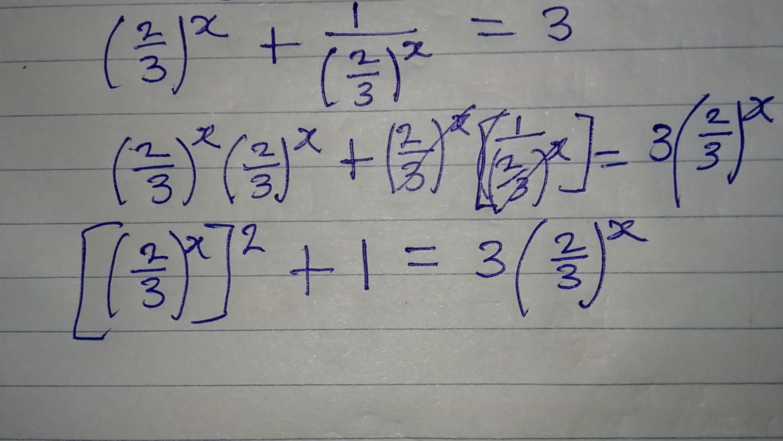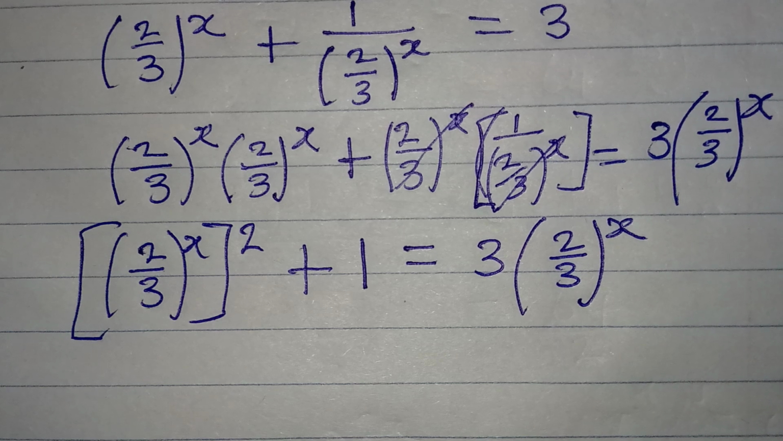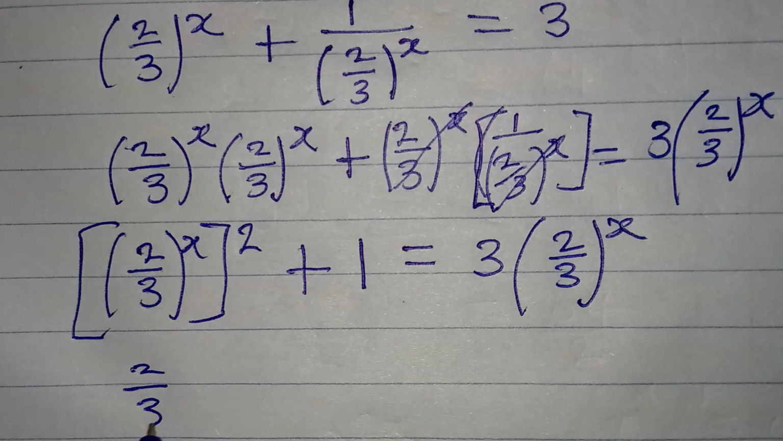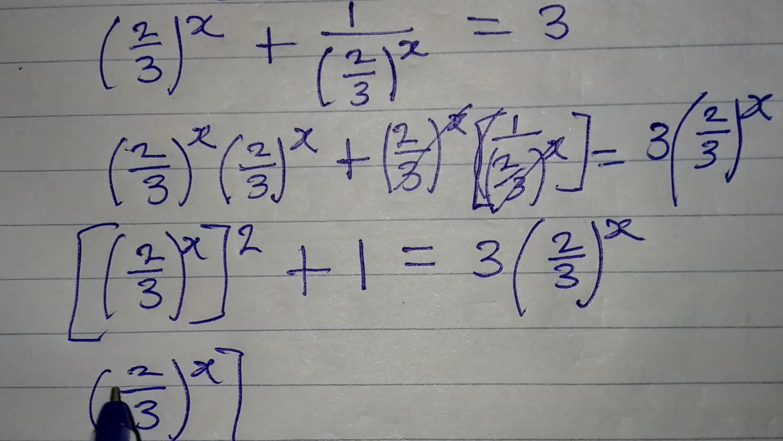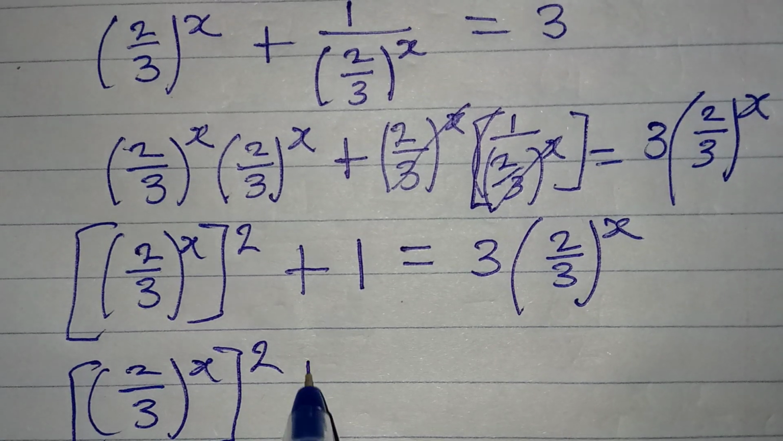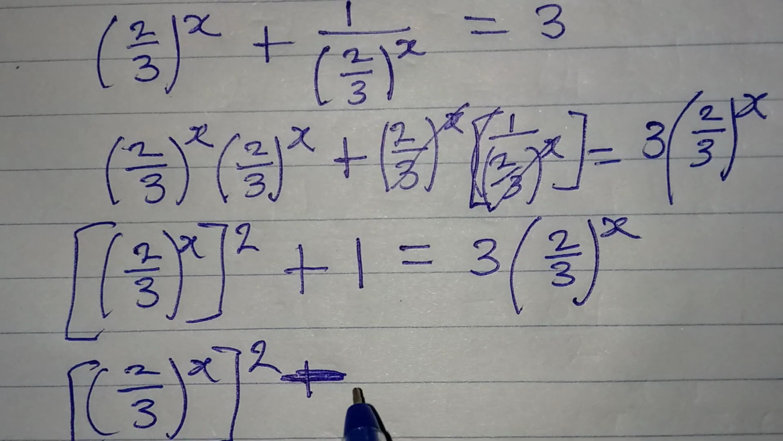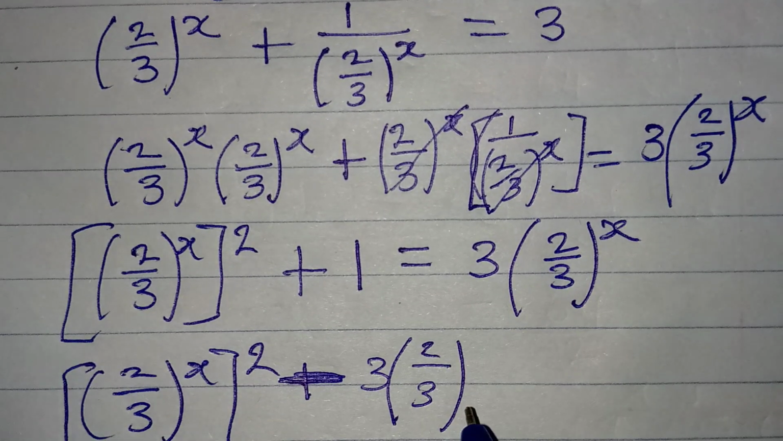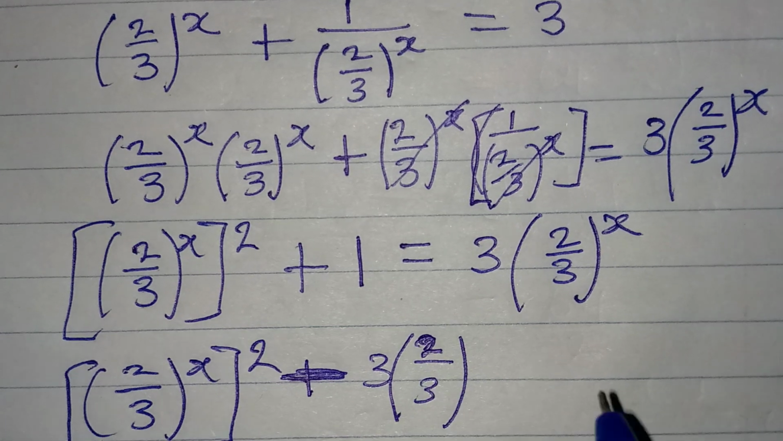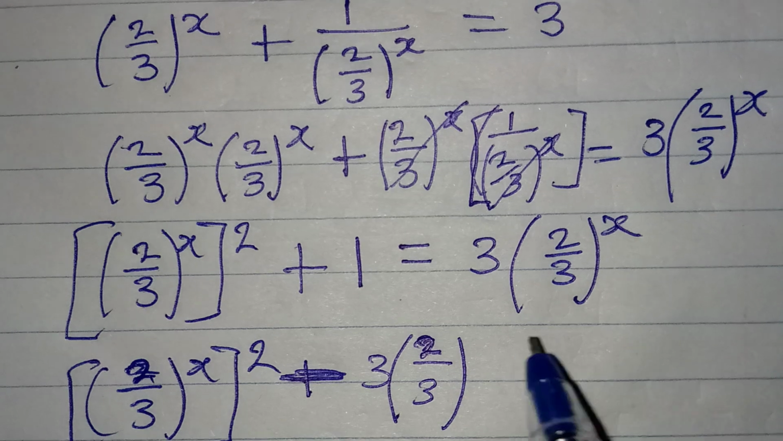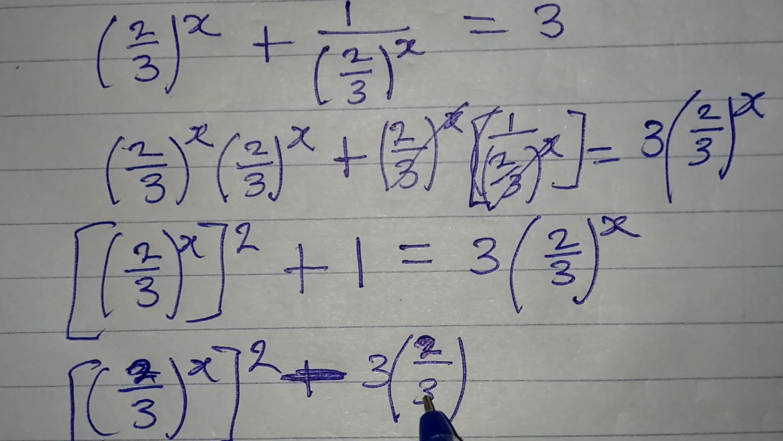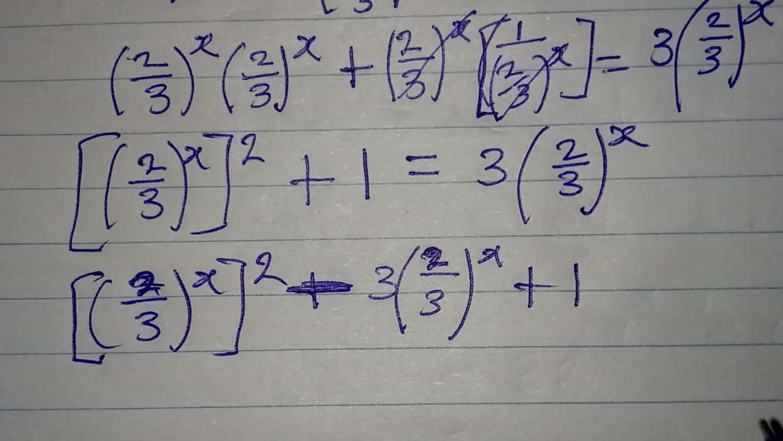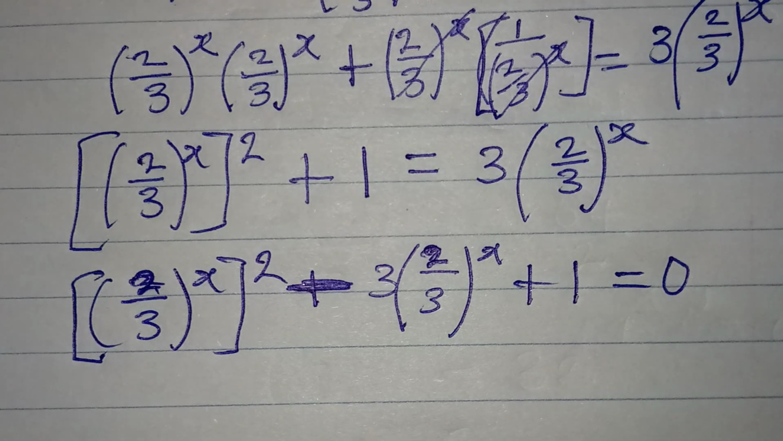Now, let us continue with this. The next thing we will do now is to bring everything to the left. So we'll have (2/3)^x all squared. Then, okay, this becomes negative, so we have minus 3 into bracket (2/3)^x. Then we have plus 1. And now the whole of this is equal to 0.